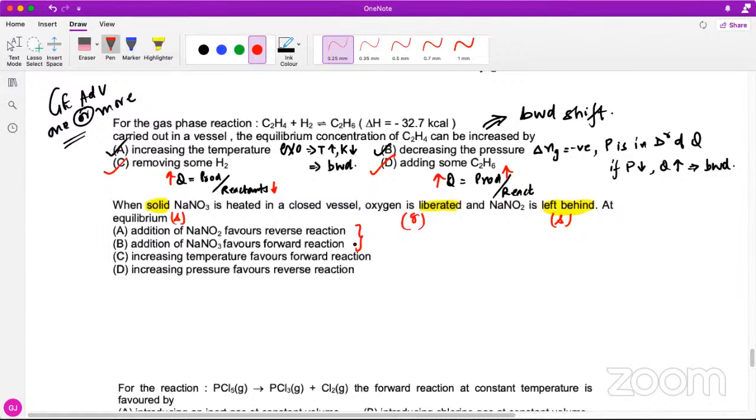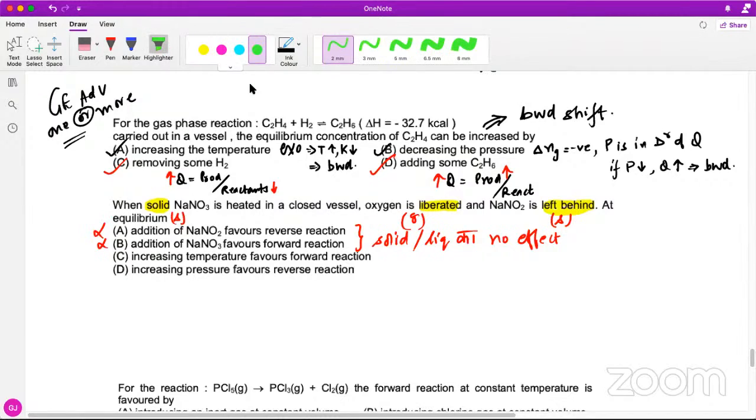As a consequence, options A and B are both incorrect because solids do not affect anything. Yes, for solid or liquid there is no effect. Otherwise you would have marked A and B, saying A is a product, so if we add product the reaction will go backward, which might seem correct to you. Or NaNO3 is a reactant, so if we add reactant the reaction will go forward, which seems fine. But then these are not the answers. Why? Because these are solids.